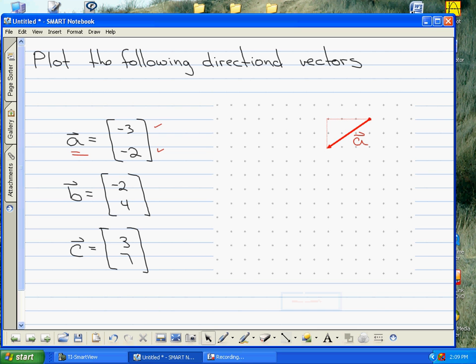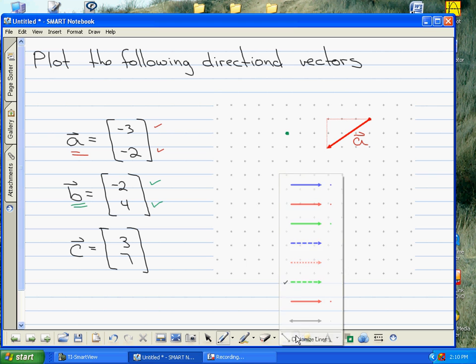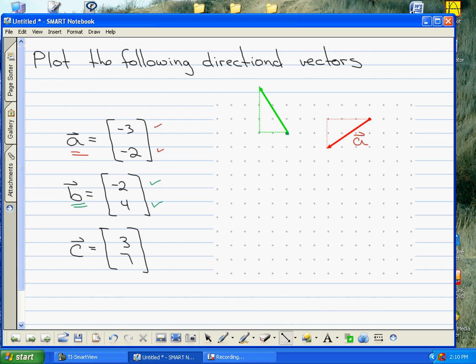Vector B, right here, will be traveling -2, 4, or vector B will be going 2 units west. Oh, before I begin, I better pick a spot. I'll start here for vector B. So I will be traveling -2 units, 1, 2, and +4 units, 1, 2, 3, 4. I kind of picked a bad spot for B, but oh well, we can work with it. So that means that vector B is traveling in this direction.